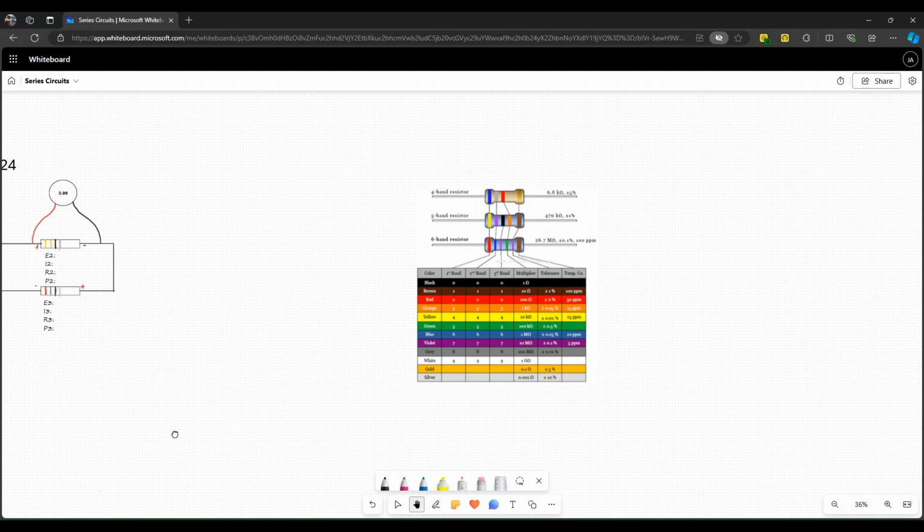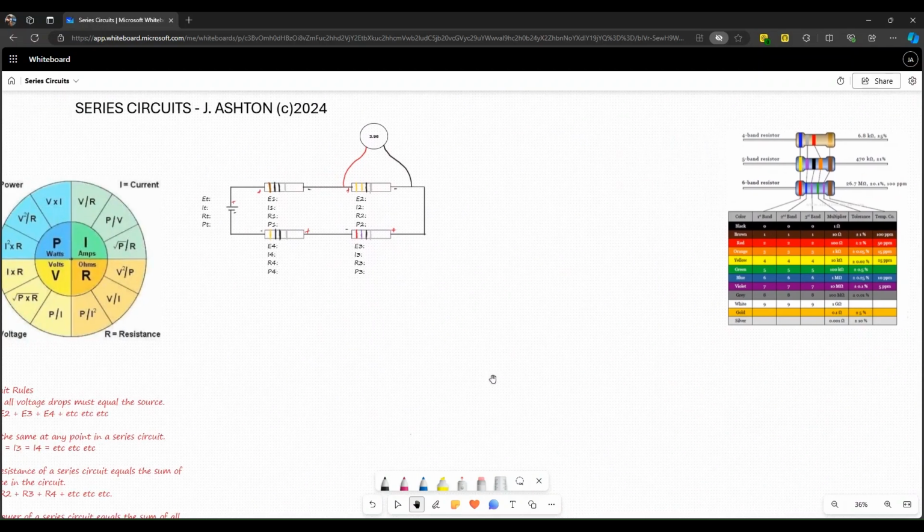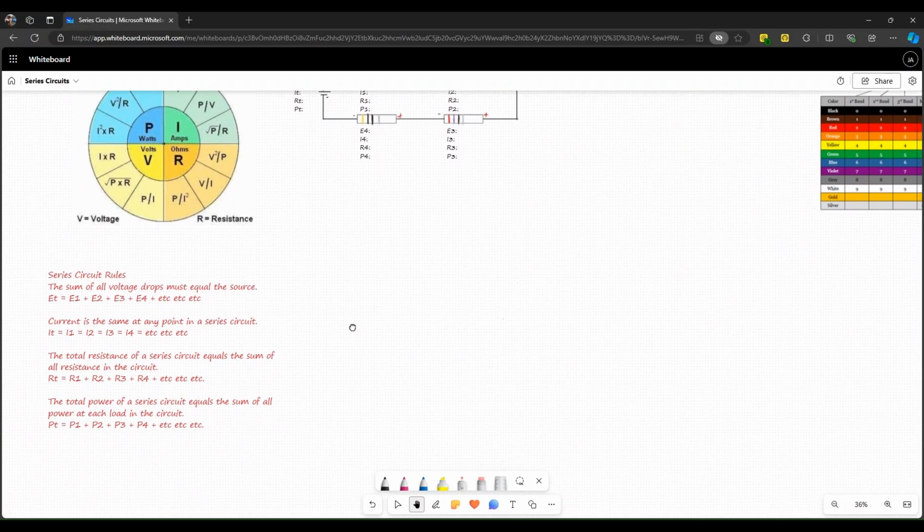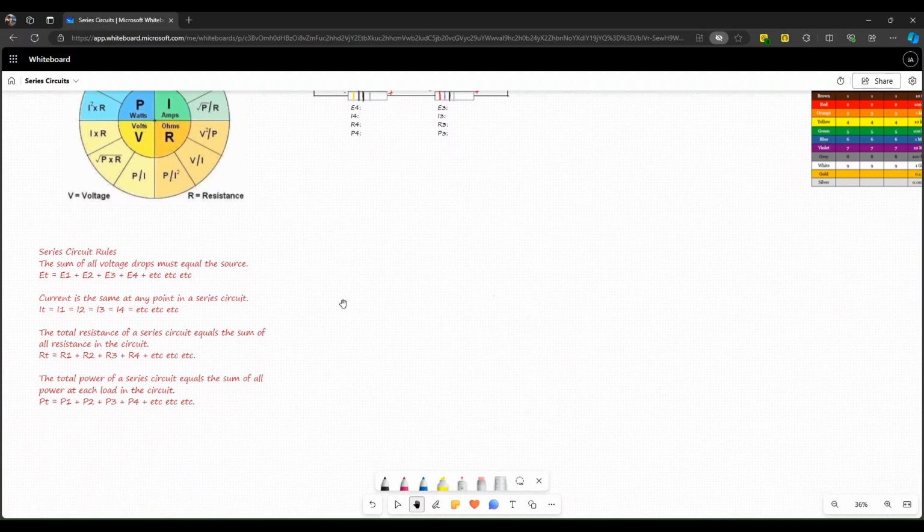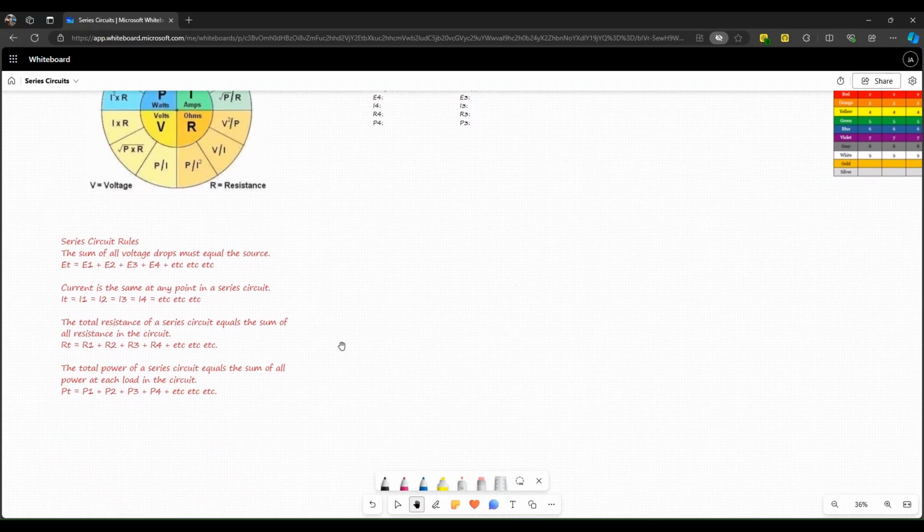Maybe in a future video, I'll do a video on how we use this chart for those that are rusty with it or unfamiliar. It's really not that complicated. But let's look at the series circuit rules. I have 4 rules listed here. They're very basic, very simple. If you follow these rules, you can solve any series circuit.